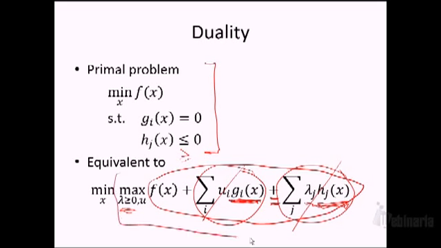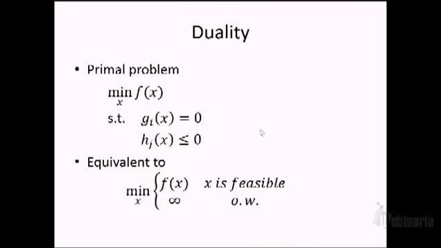So, this entire maximization expression can be replaced with this two-way definition. So we are minimizing a function that's equal to f of x if x is feasible and infinity otherwise. And you can easily see that this is equivalent to minimizing f of x such that x is feasible.